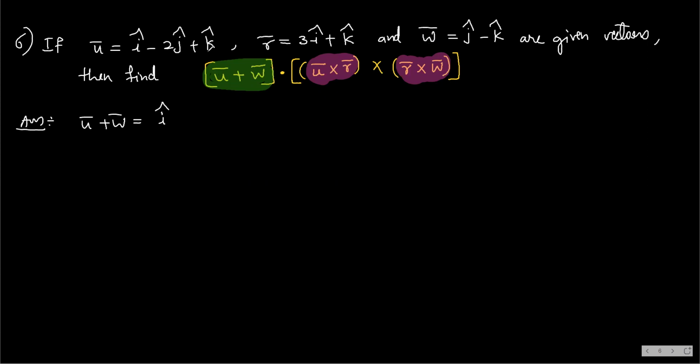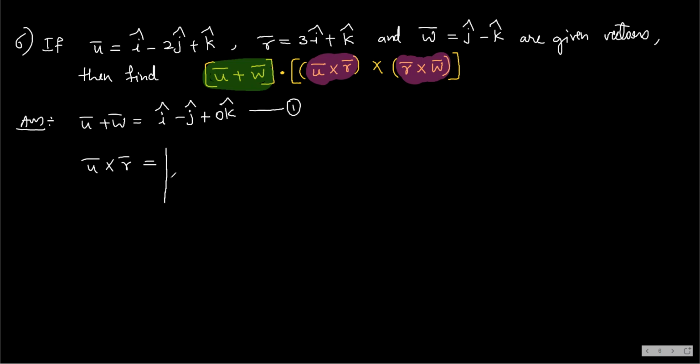So i cap, and then you have minus 2 j cap plus j cap, that is minus j cap, and then plus k cap minus k cap, that is 0 k cap. So this is what you get, plus 0 k cap. Even if you don't write 0 k cap, it is okay. So you got u bar plus w bar. Now you will go for u bar cross r bar. This is the first one that I got. I'll go for u bar cross r bar.